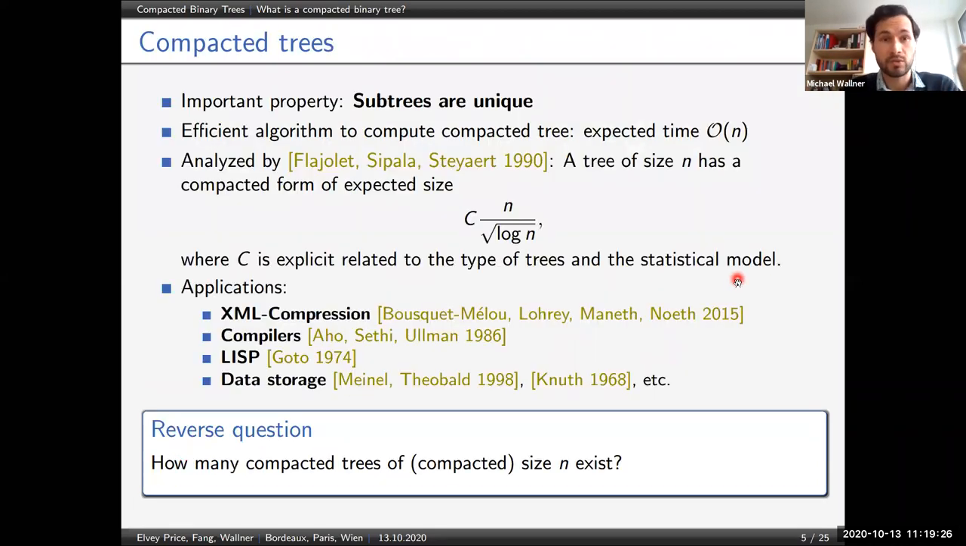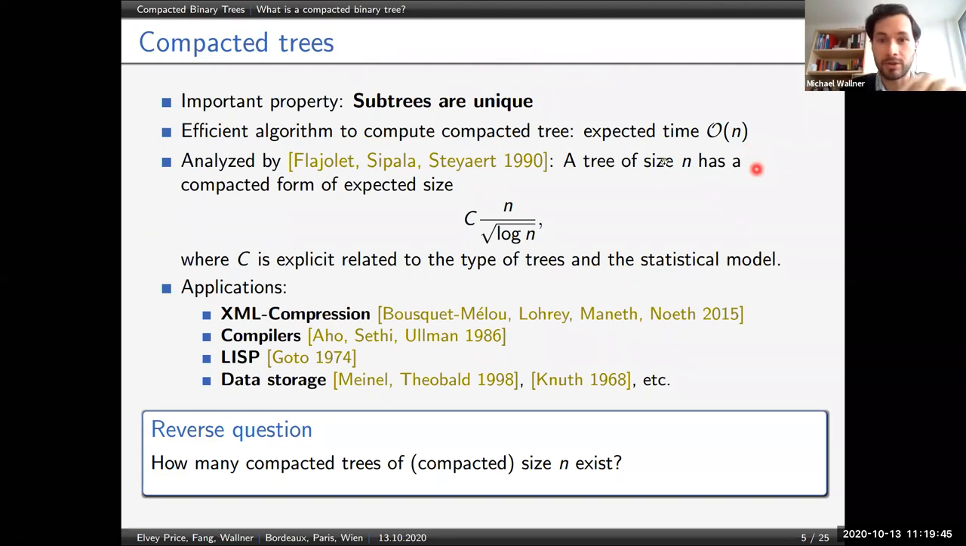So for compacted trees, what is important? It's very important that the subtrees are unique. That's why we look at them, and that's why they are so efficient in storage. Then I've just shown you this efficient algorithm. This is now the second time you see it, so you should be an expert on this algorithm. This is a nice take-home message. If you remember only this one, that's very nice already.